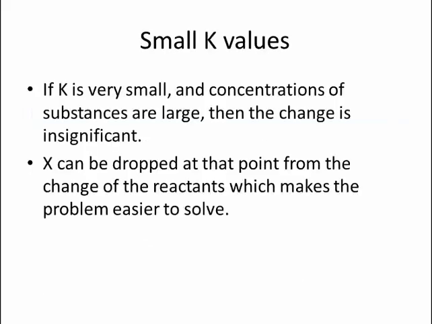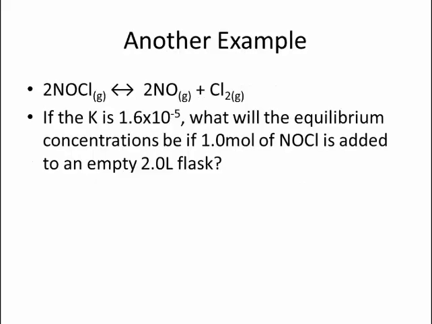If we have a situation where we don't know what that X value is and it's going to make the problem more complicated, what we can do sometimes is say, okay, if the K is so small and the concentration of the substance is large, then as the reaction occurs, there will be very little change in the concentration. So then we can drop X at that point from the change in the reactants, which makes the problem easier to solve. So let's look at this example.